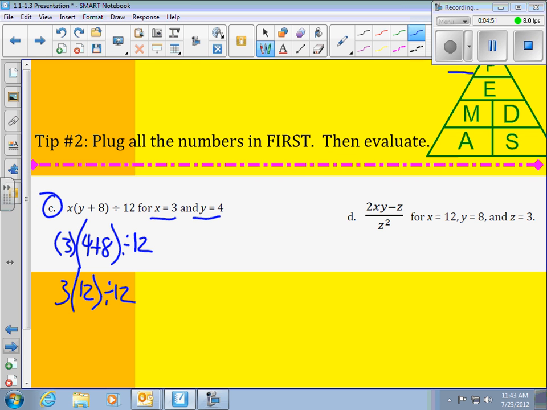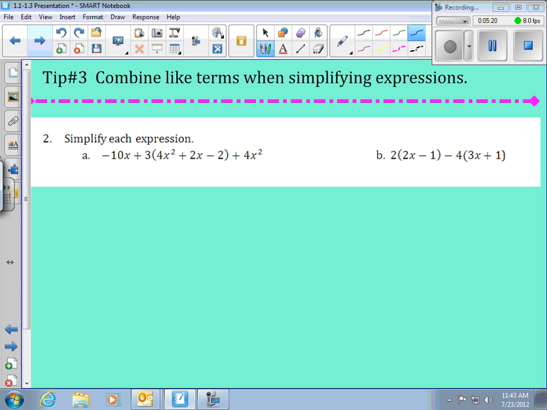Okay, so I got 3 times 12, or I got 12 divided by 12. Which should I do first? Well, left to right, this multiplication part right here comes into play first. So I'm going to do 3 times 12 is 36 divided by 12. 36 divided by 12 is 3. So that's our answer. I think the answer to this one is 7. I'm just guessing. So if that's not what you get, that's fine. Let's go to the next one.